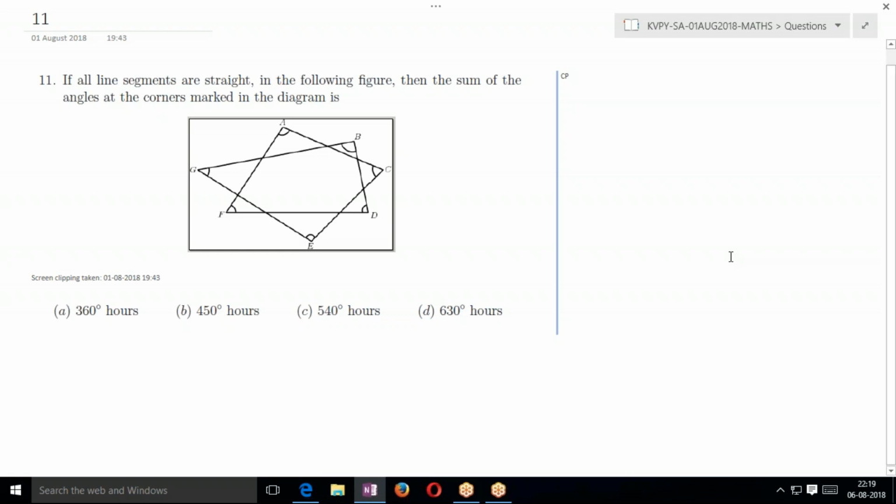Okay, so here I am going to discuss the solution. Before that, you should have a very clear idea about what the exterior angle and interior angle of a polygon are. Can someone please tell me what is the exterior angle of a polygon? Who can say?